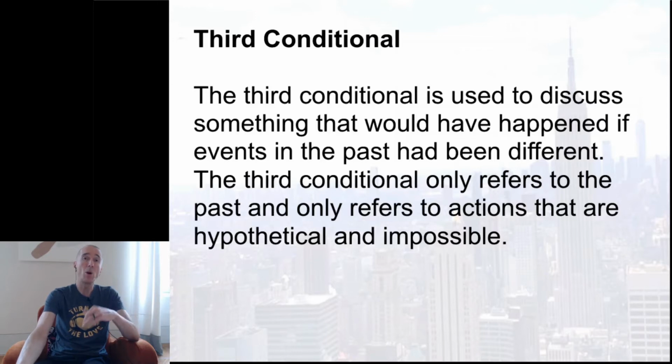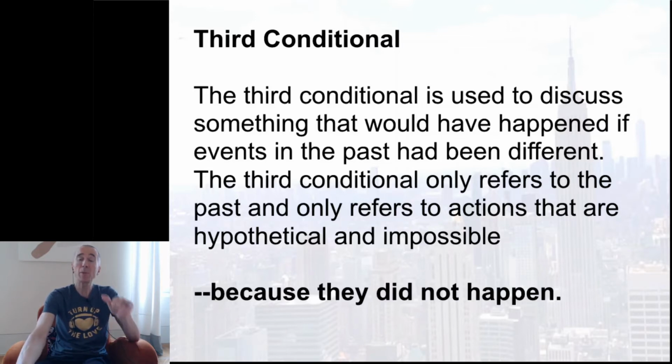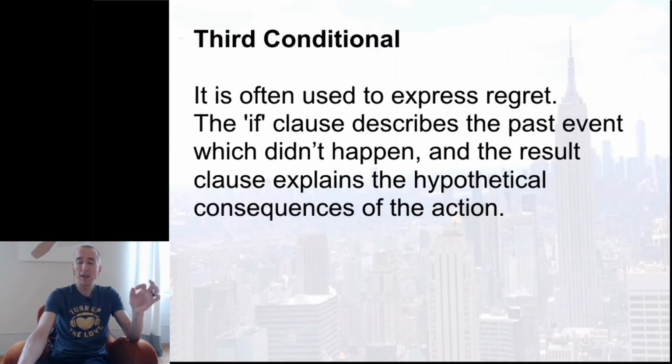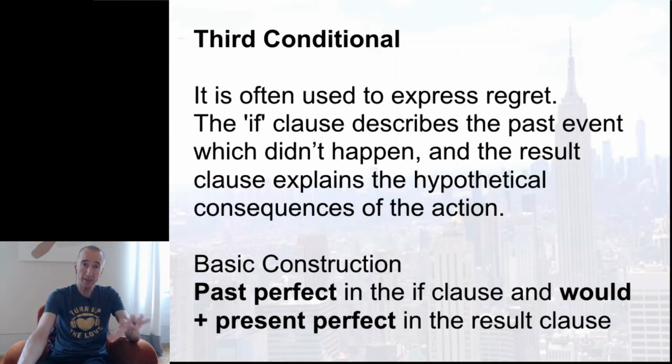The third conditional only refers to the past, and it only refers to actions that are hypothetical and impossible because they did not happen. It's often used to express regret. The if clause describes the past event, which didn't happen, and the result clause explains the hypothetical consequences of that action.